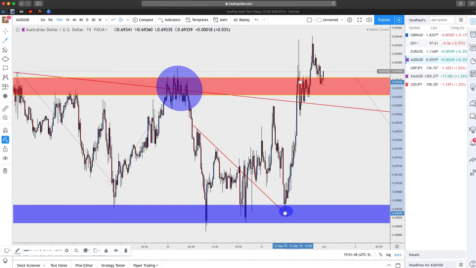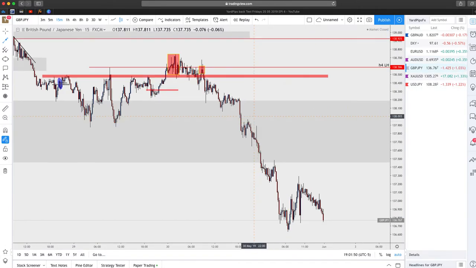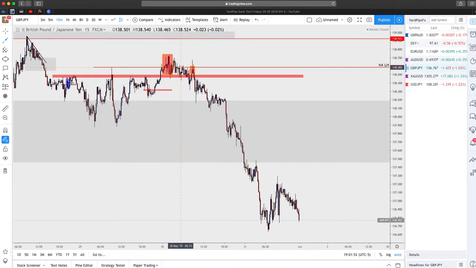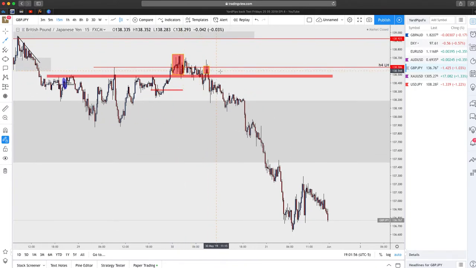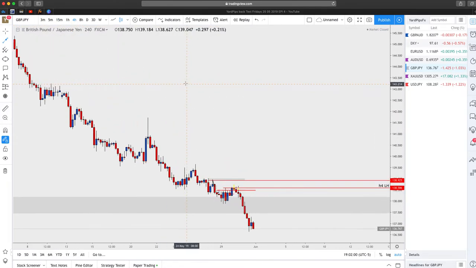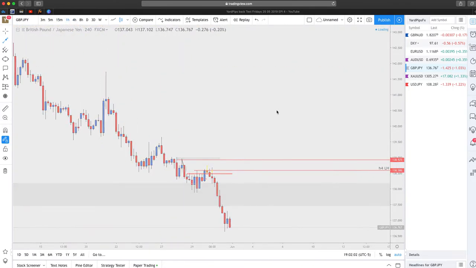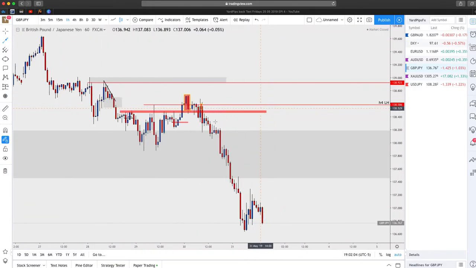But that's Aussie. GBP JPY absolutely melted. And it's been melting for the longest while. Like, there was no major trade you could really get apart from just selling. Like, you could just blindly sell.